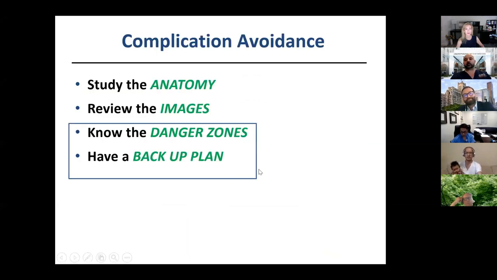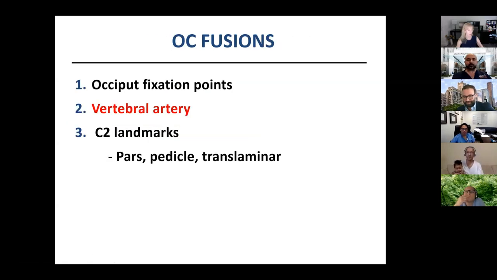A couple of things for me: I do a lot of OC fusions, for better or for worse, but the two things that I want to highlight are to know what the danger zones are and always have a backup plan. You may not be able to get a midline keel plate. You may not be able to get C1 or C2 screws. So always have a backup plan surgically.